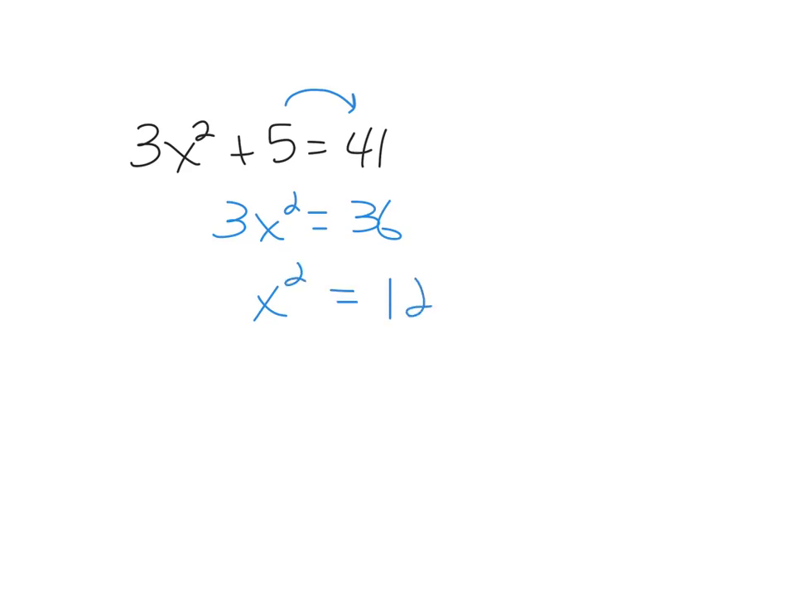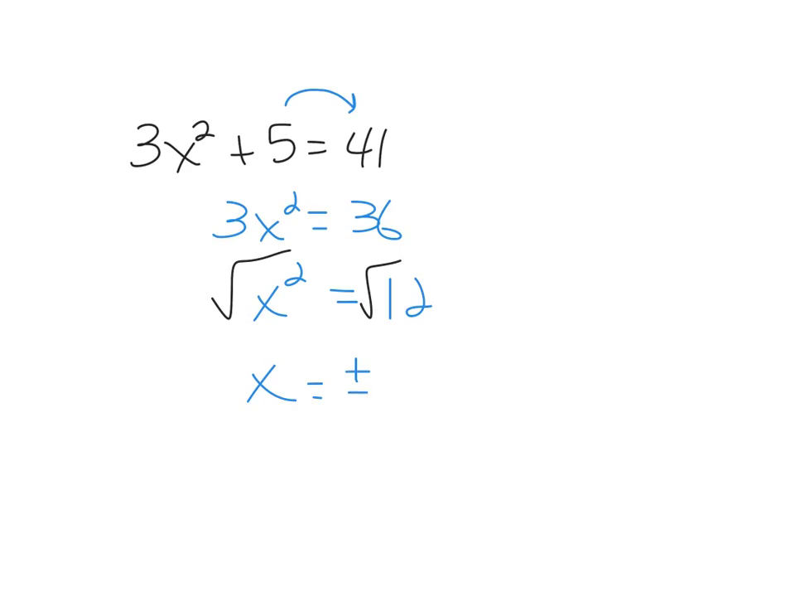And my last step, I have to get rid of the exponent, the 2. So I'm going to take the square root of both sides. And when I do that, this side becomes x. Now, one thing about taking the square root in an equation, whenever you take a square root in an equation, you must put a plus or minus in front of the other side.